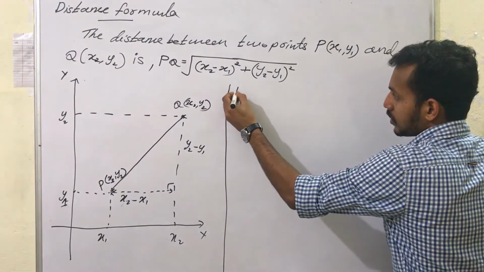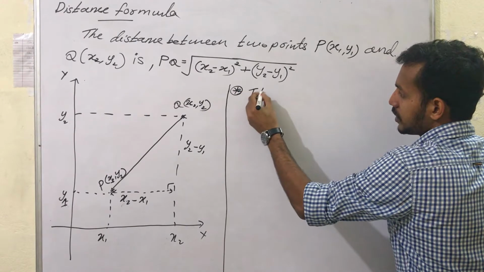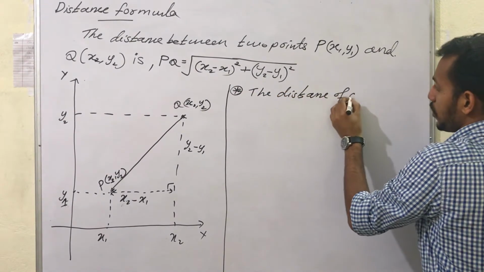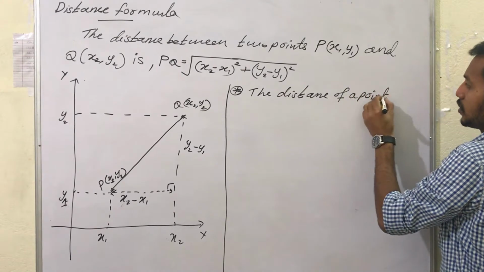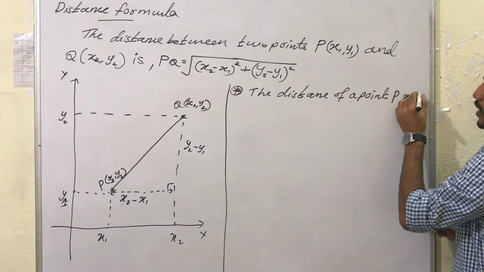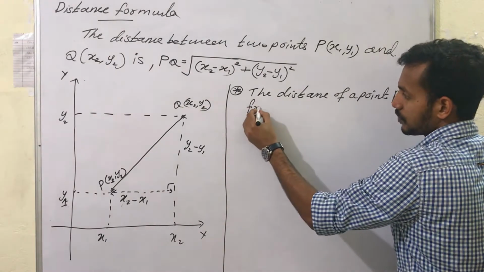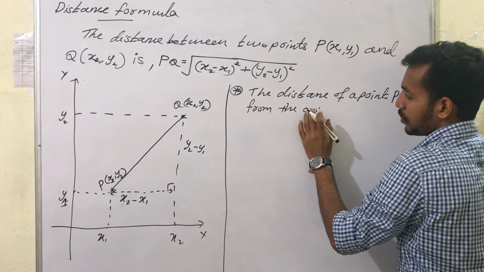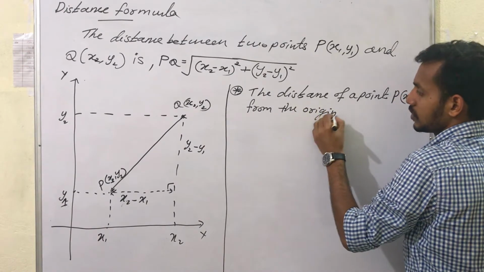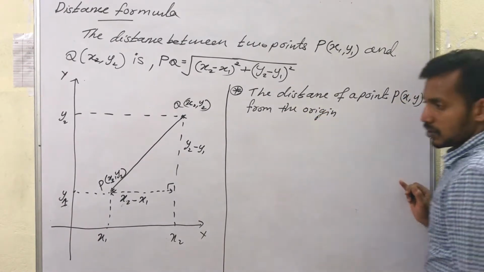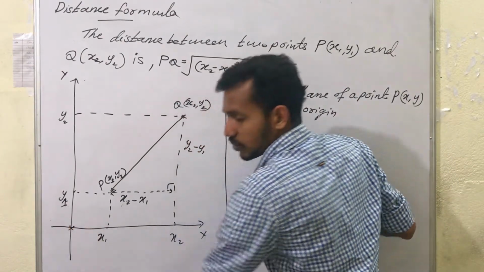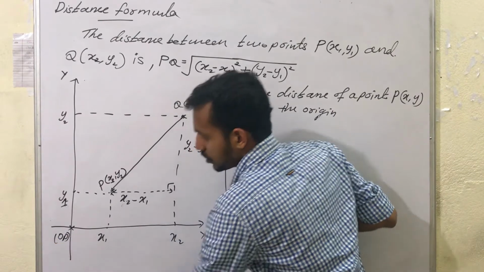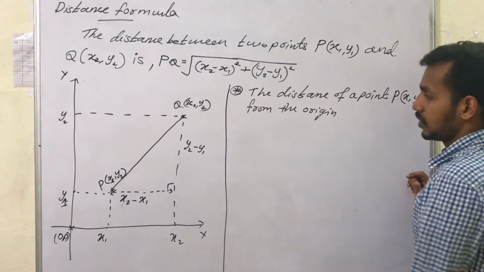Now, the distance of a point P(x, y) from the origin. This is a special case. What is the distance of a point from the origin? So origin is here. What is the coordinate at the origin? 0, 0. Both the values are 0. X coordinate as well as y coordinate is 0.